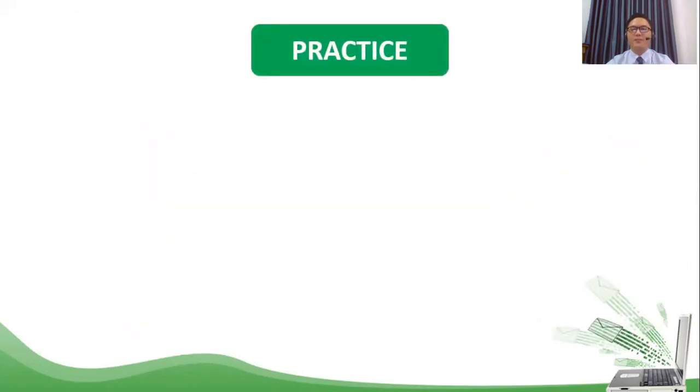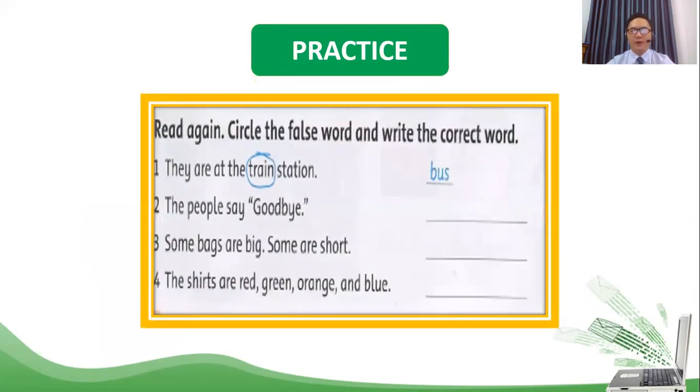And now, let's practice together. All right, so please have a look on the screen. This is the practice. Now, student, please circle the false word, the wrong word, and write the correct word for me. We have 4 sentences here. Number 1, they are at the train station. So, the false word is train, and the correct word is bus. This is an example.